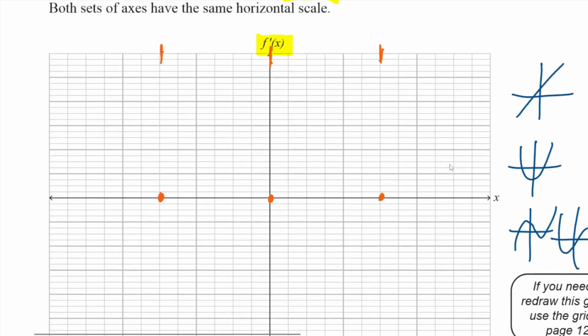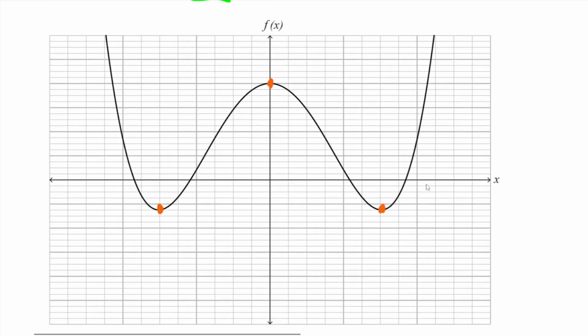So, to determine that, let's look at the gradient of the original function. So on the left-hand side, this line is going down. Its gradient is negative. Negative gradient. And we call that decreasing. Similarly, this section here, between the max and the min, is also decreasing.